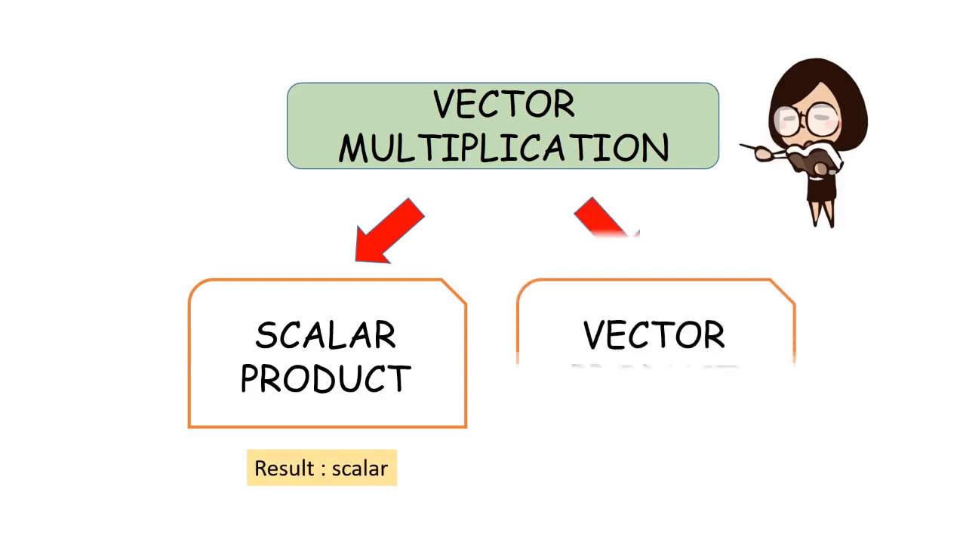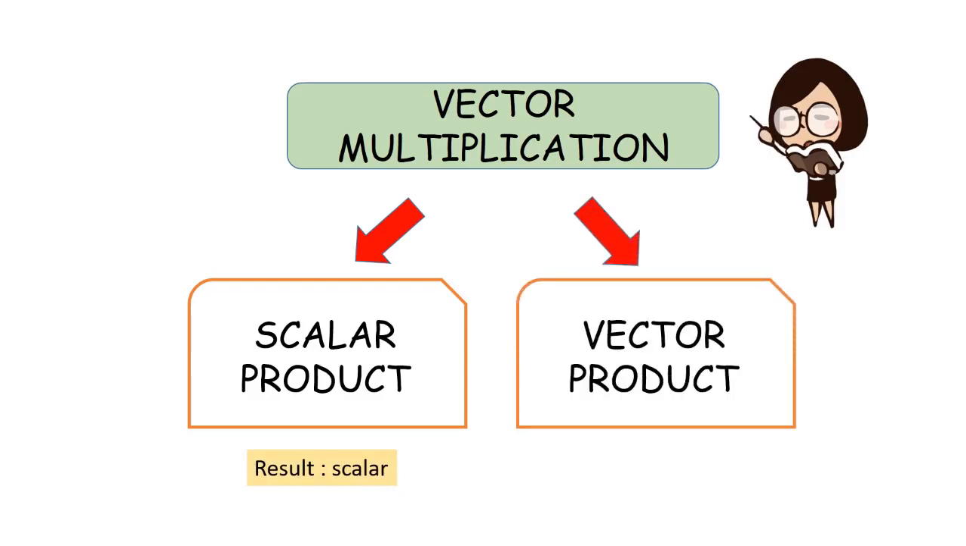The second is vector product. Vector product combines two vectors and produces another vector that is perpendicular to the plane of the original vectors.